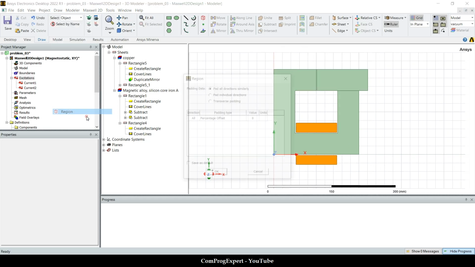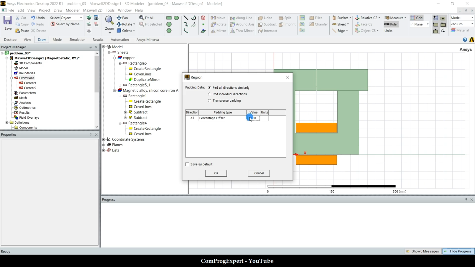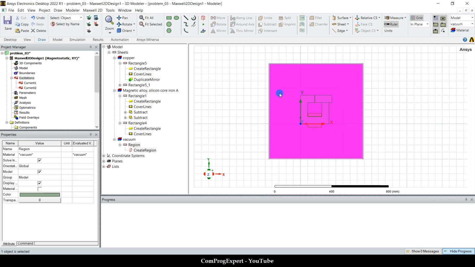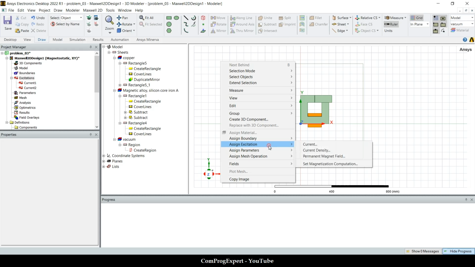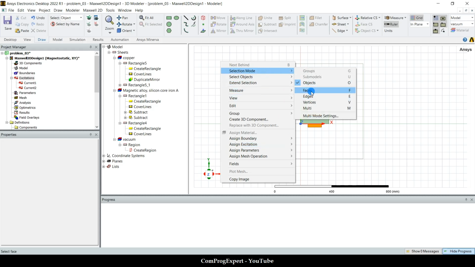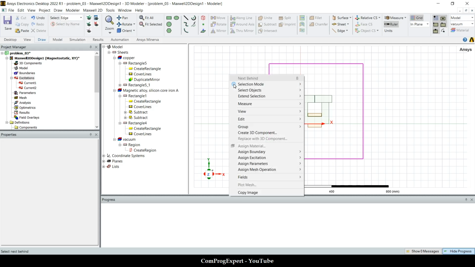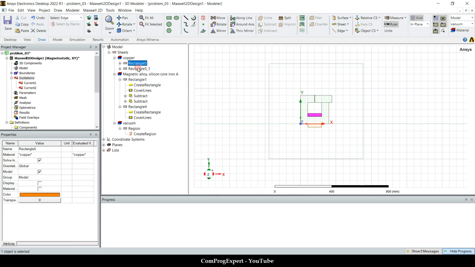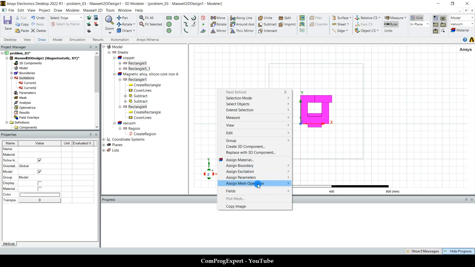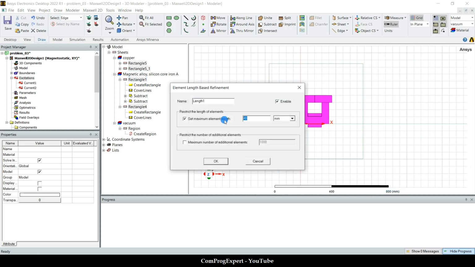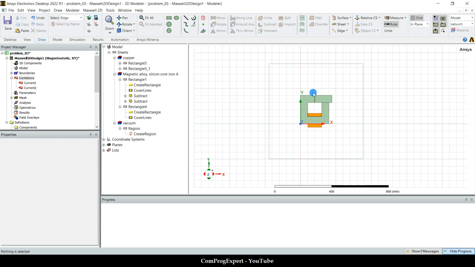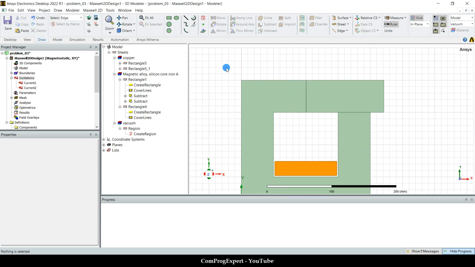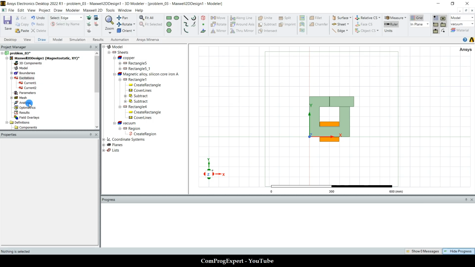We should draw the region. Consider 100% offset for the enclosure. And then let's assign boundary condition. Select this edge, vector potential 0. Again, I select this object to define a fine mesh, 1 centimeter, for smooth calculations for the field quantities. Let's add the solution setup. We are ready to analyze this structure.